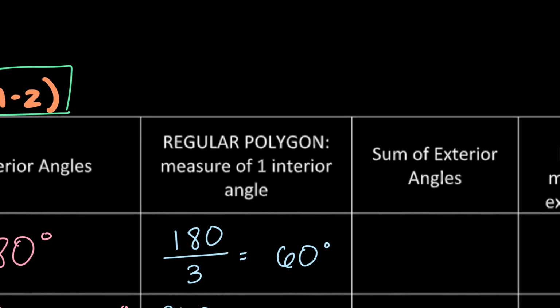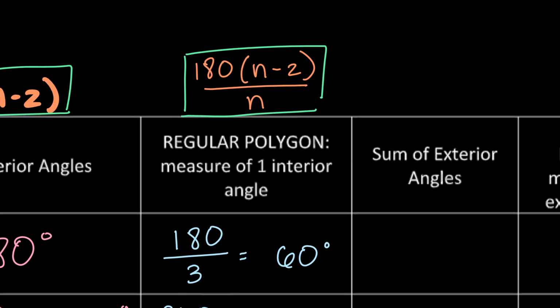Does anyone think that they know what the expression would be for this column? So divided by n. 180 times n minus 2 divided by n. Yes. 180 times n minus 2 divided by n. This is the measure of one interior angle in a regular polygon. Must be regular for you to do this. If it's not regular, you can't use this method, because not all the angles are the same. So clearly, you can't just divide by the number of sides.